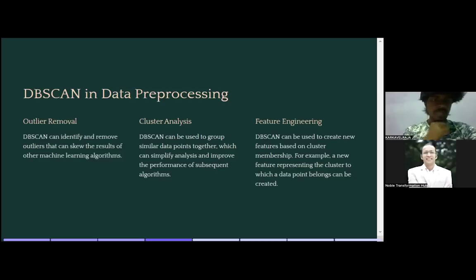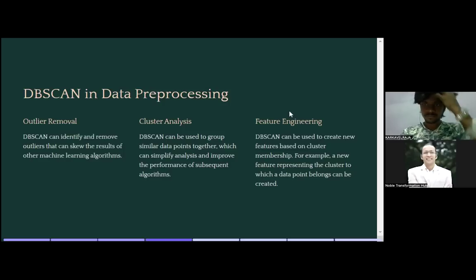So yeah, guys, this is what it is all about: DBSCAN in data pre-processing. Hope you have already understood from the previous slide itself, but this is an elaboration of it. So how is DBSCAN useful for data pre-processing? It is used for outlier removal, cluster analysis, and feature engineering. Hope you are able to understand. Okay, sir, over to you.